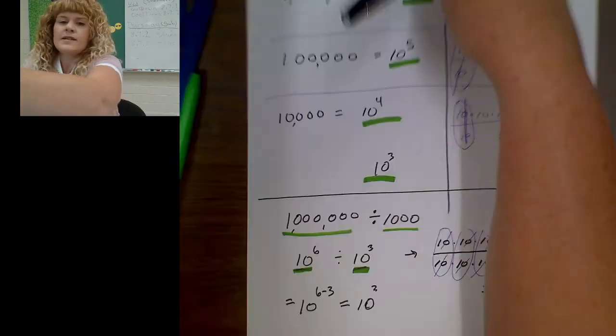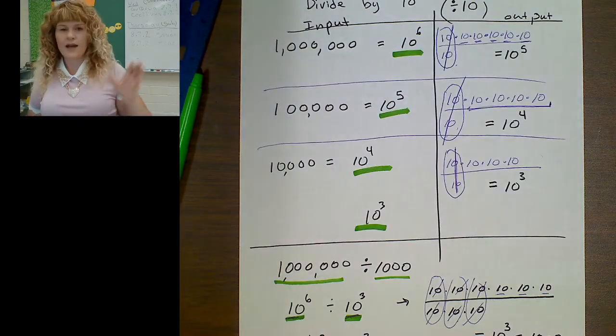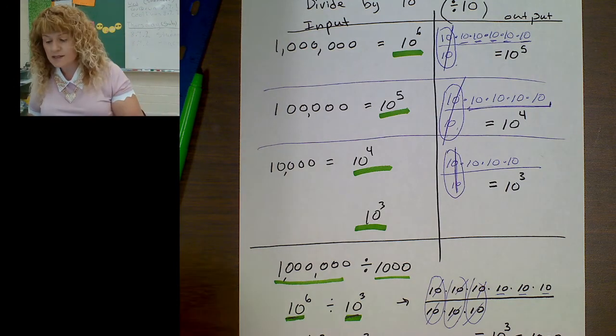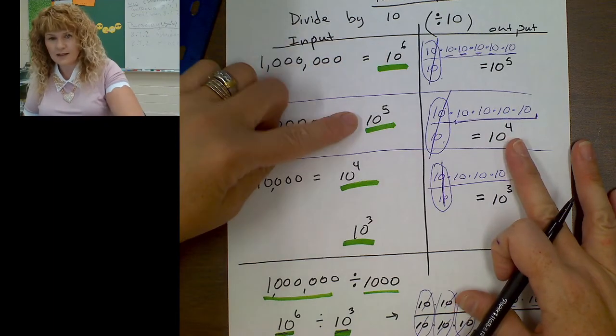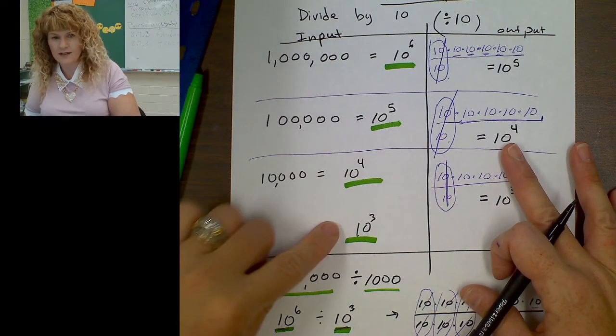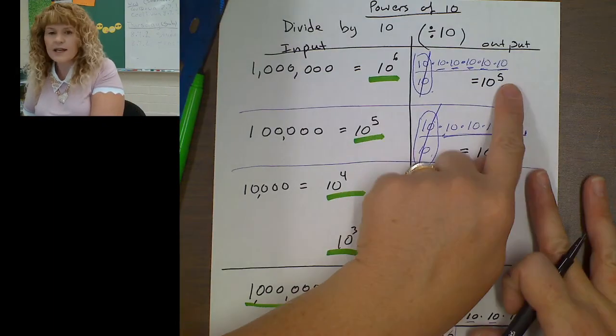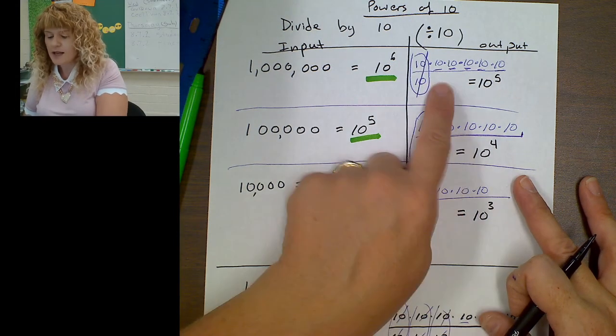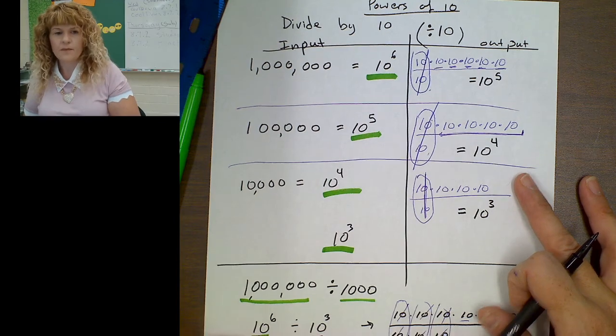Let me summarize dividing by 10. As the power of 10 decreases, 10 to the 6th, 10 to the 5th, 10 to the 4th, 10 to the 3rd, we're just taking away a 0 every time. Take away a 0 every time.